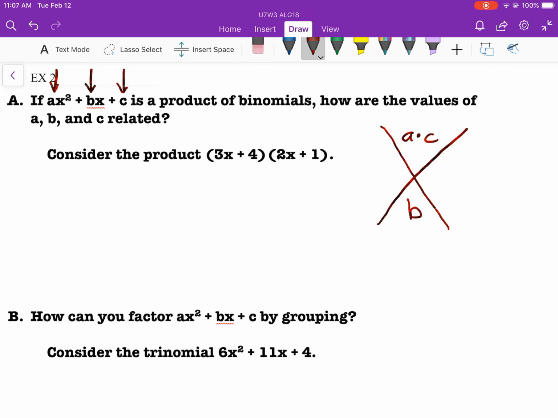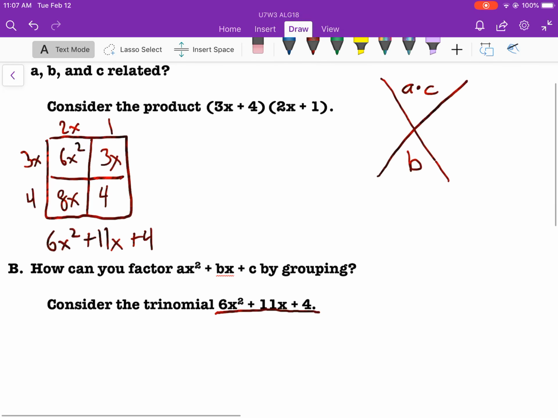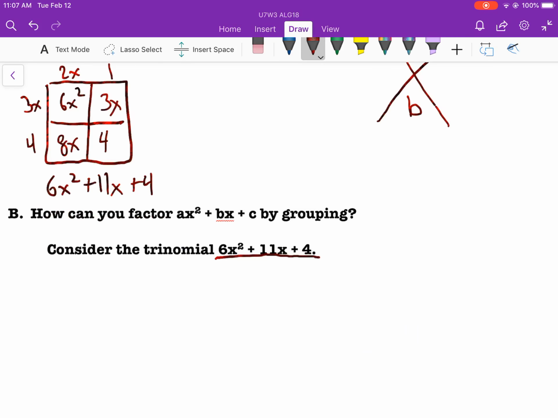So consider the product if we distributed that using our little box method. You'd have 3x, 4, 2x, and 1, 6x squared, 3x, 8x, and 4. Get 6x squared plus 11x plus 4. And that, not by coincidence, is the same as that. So now if we're going to factor that, we're going to go the other way.